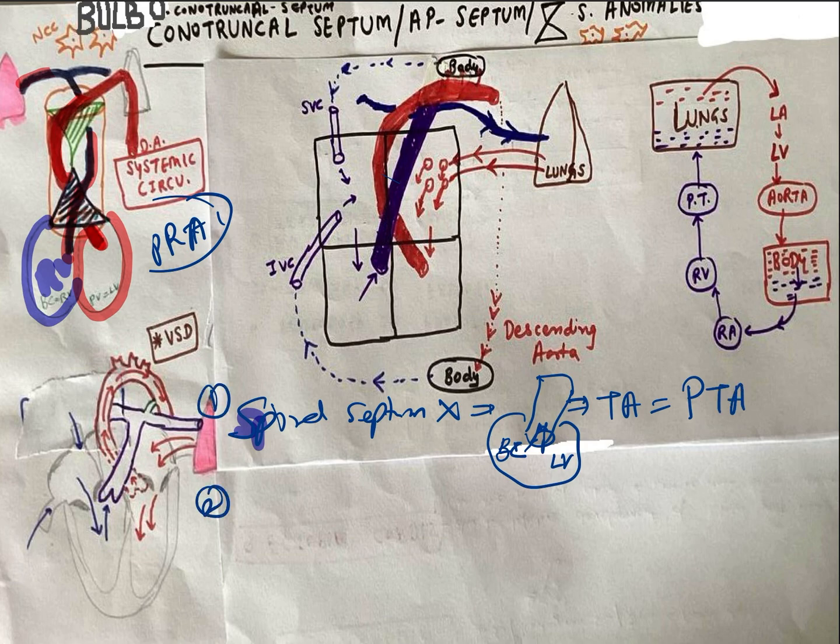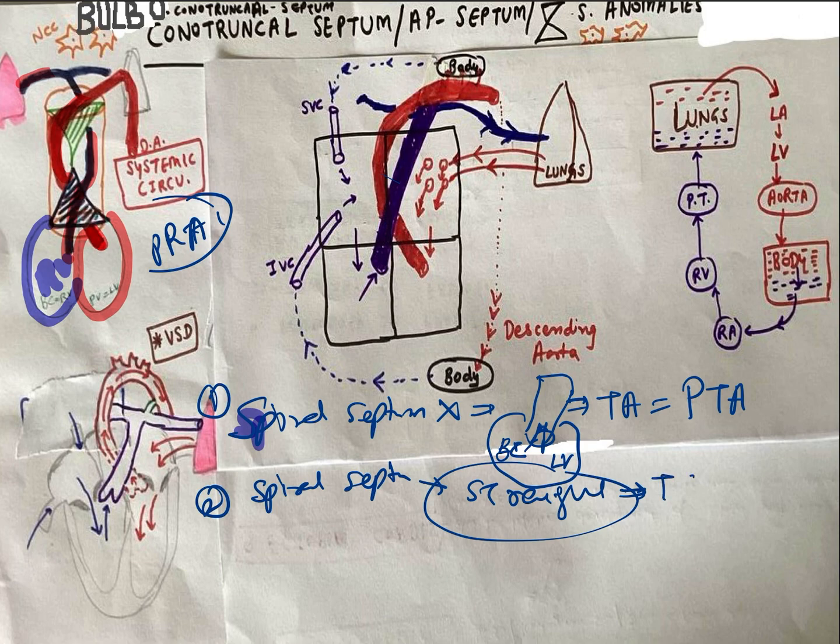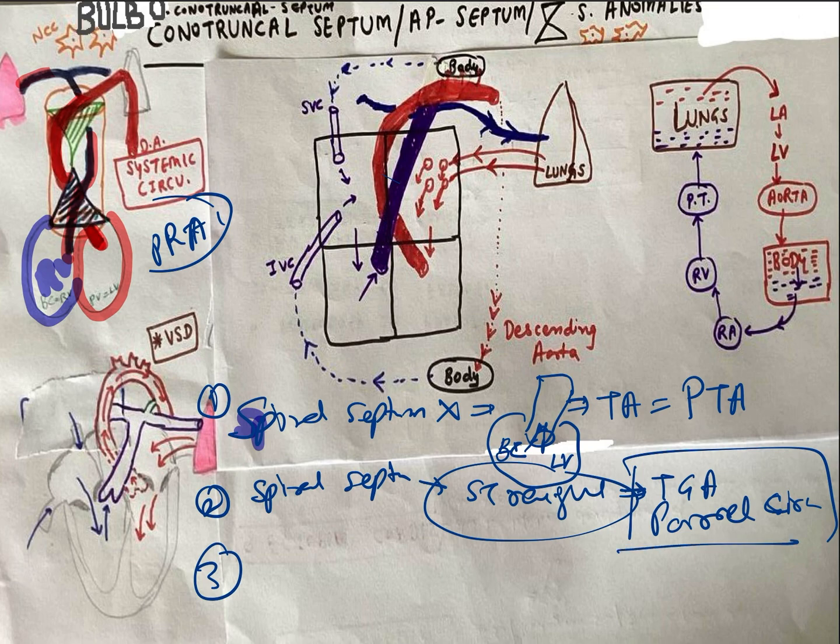Second possibility, the spiral septum is straight. Then what will happen? It will result in TGA or parallel circulation. I will discuss what is the meaning of parallel circulation.